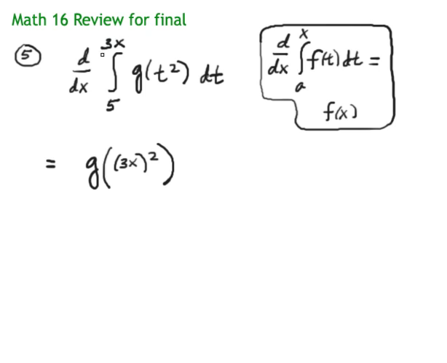All right, so to take the derivative, all we do is substitute in 3x right here. And then multiply by the derivative of 3x. So that's where the chain rule comes in. And that's it. If you want, you can square this out, and here we have 9x squared, times 3. That's it.